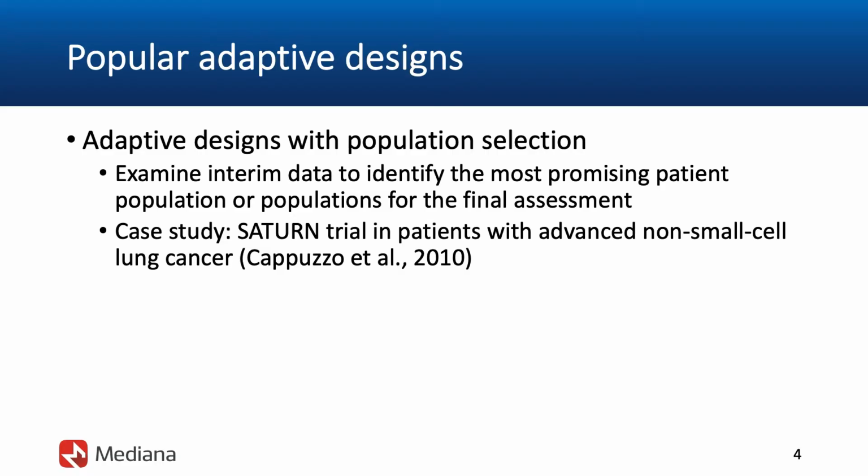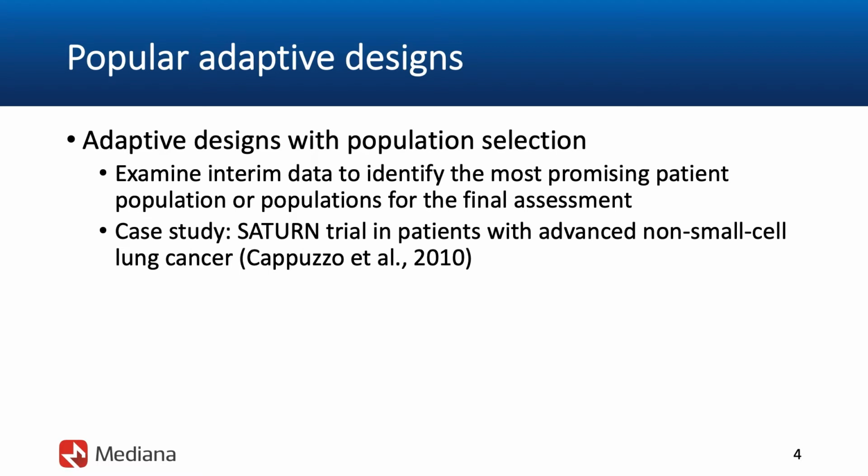The last class of adaptive designs that will be considered in this online training program in the context of confirmatory clinical trials would be adaptive designs with data-driven population selection. In this case, the goal is to examine the interim data and to understand whether the most promising patient population or populations could be selected for the final assessment, or if the trial could perhaps continue as originally planned to the final analysis. We will use the Saturn trial.